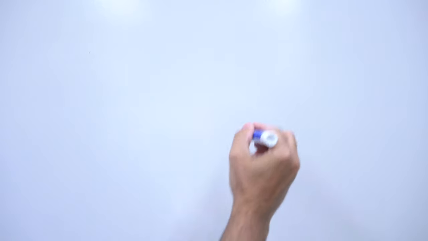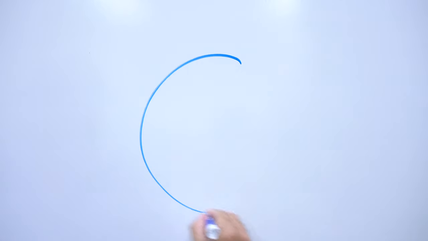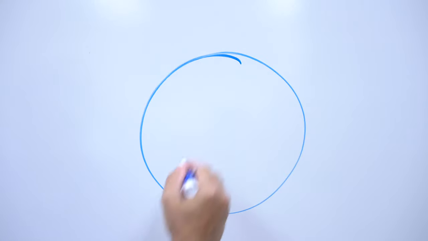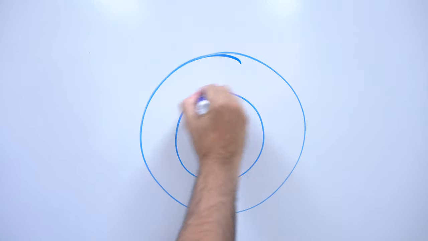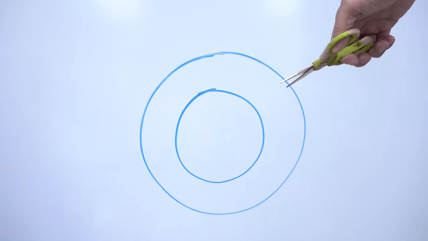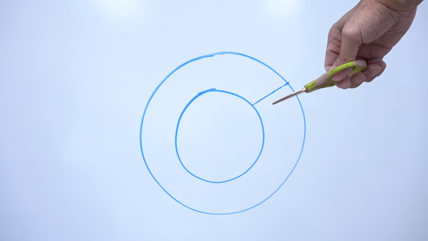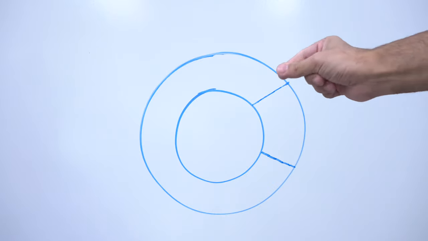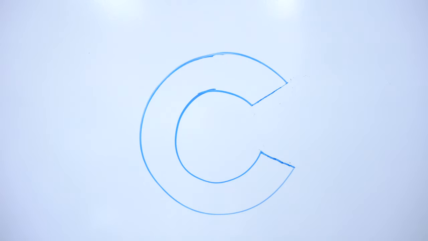Now let's make the letter C. Let's just make a big circle. Another smaller circle inside. Grab some scissors, cut a diagonal segment, and another, and pull the rest. There we have it. Just kidding.